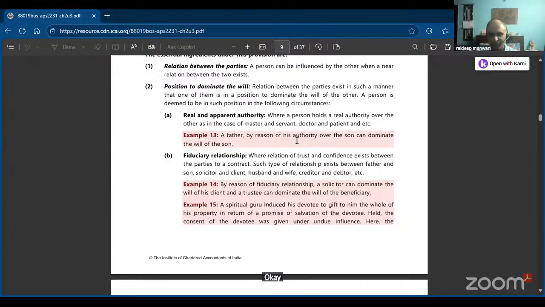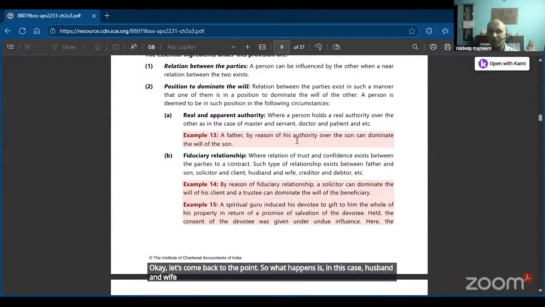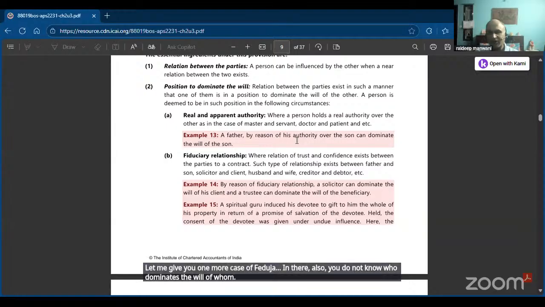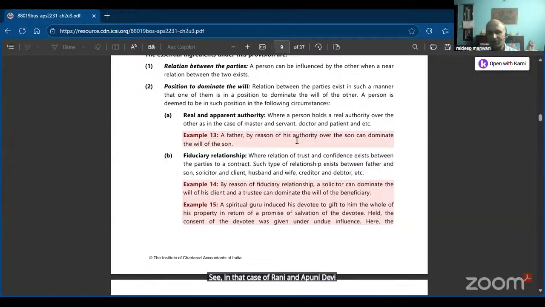Okay. Let's come back to the point. So what happens is, in this case, husband and wife, you do not know. So cancel off that husband and creditor and debtor. They've given you one more case of fiduciary. In there also, you do not know who dominates the will of whom. See, in the case of Rani Annapurni Devi versus Swaminathan, the creditor dominated the debtor. But in some cases, the debtor may dominate the creditor.